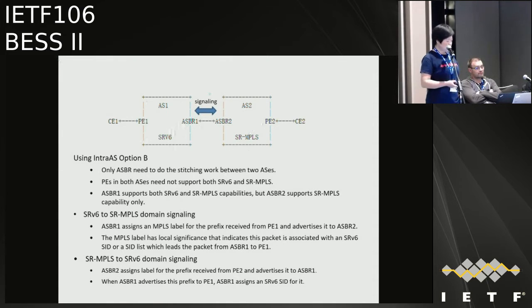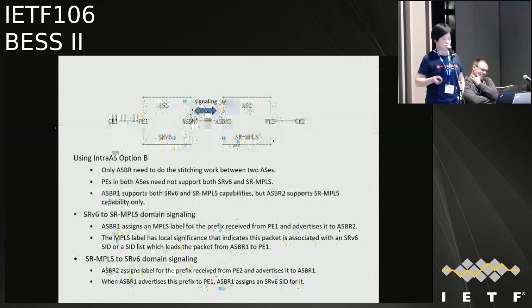If we deploy different SR functions in different ASes, it's a normal situation in the future. For example, in AS1 we deploy SRv6 only, and in AS2 we deploy SR-MPLS only. Suppose that SBR1 can support SRv6 and SR-MPLS, but SBR2 only supports SR-MPLS. How do we stitch the two networks, the two ASes, to work together? We find that if we can give the solution from the signaling control plane, we can get the result in the data plane.